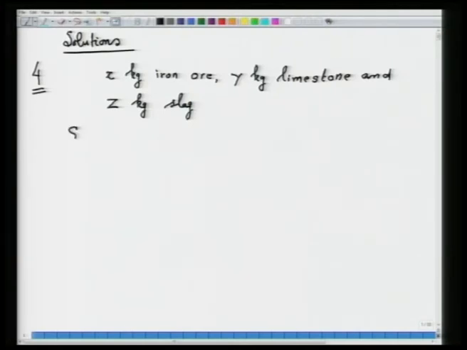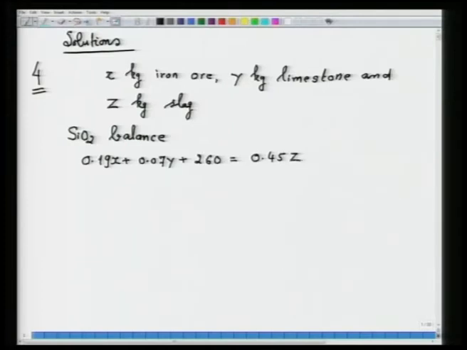Now if I do the SiO2 balance, it will lead me to 0.19 x plus 0.07 y plus 260, that is equal to 0.45 z. That is, you have to take into account SiO2 from all sources. Let me put this as equation number 1. Now, let us do the CaO balance.